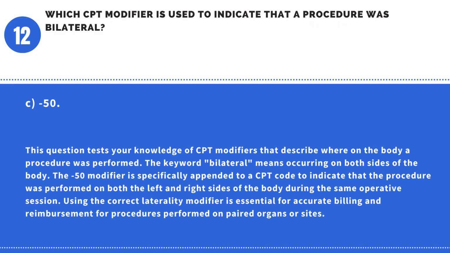Answer: C. -50. This question tests your knowledge of CPT modifiers that describe where on the body a procedure was performed. The keyword bilateral means occurring on both sides of the body. The -50 modifier is specifically appended to a CPT code to indicate that the procedure was performed on both the left and right sides of the body during the same operative session. Using the correct laterality modifier is essential for accurate billing and reimbursement for procedures performed on paired organs or sites.